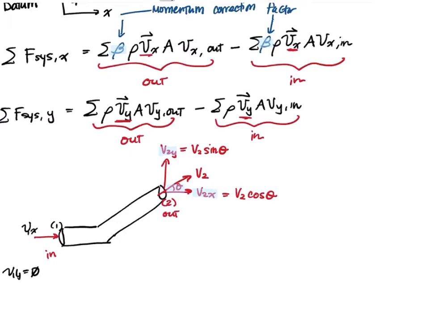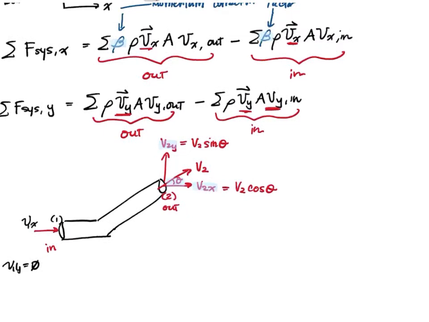Again, this velocity value here is just the magnitude. So in this case, it would just be V1. We're going to do examples showing this.